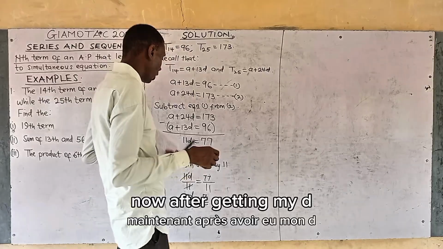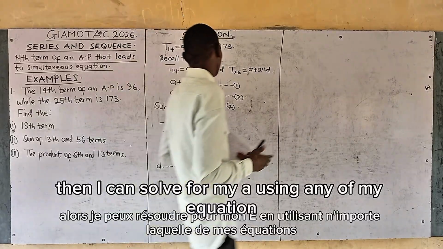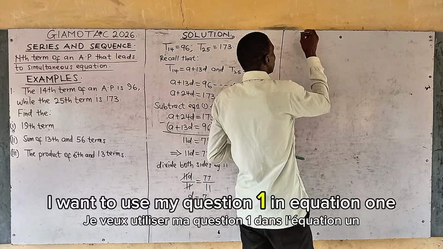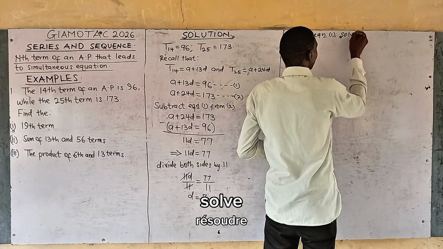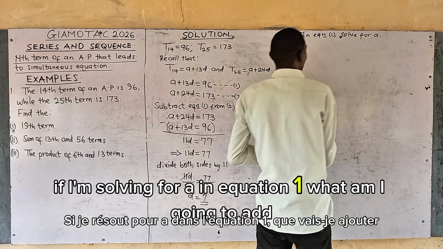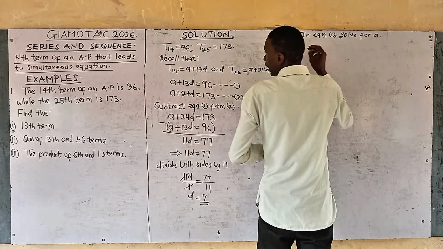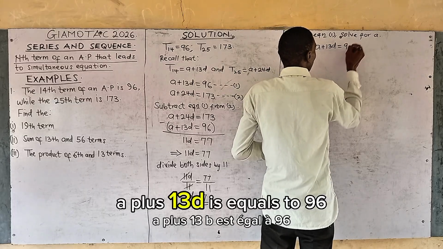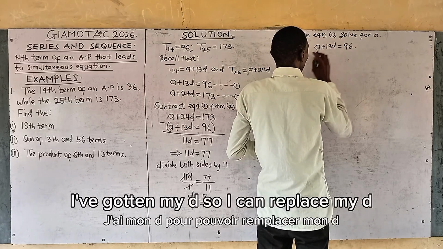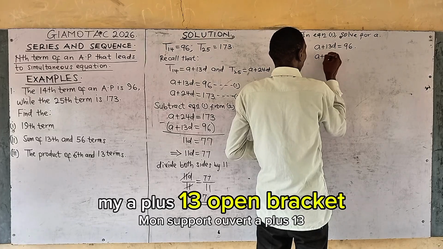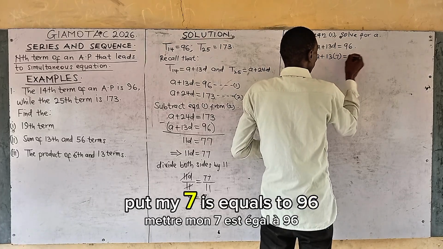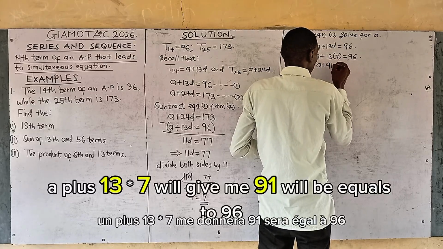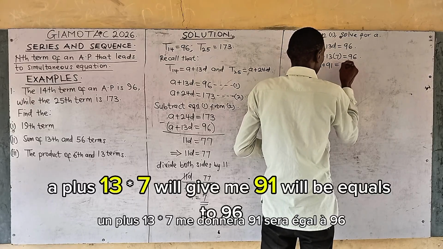Now, after getting my D, then I can solve for my A using any of my equations. I want to use my equation 1. In equation 1, solve for A. If I'm solving for A in equation 1, what am I going to have? A plus 13D is equal to 96. I've gotten my D, so I can replace my D. My A plus 13, open bracket, put my 7, is equal to 96. A plus 13 times 7 will give me 91, will be equal to 96.